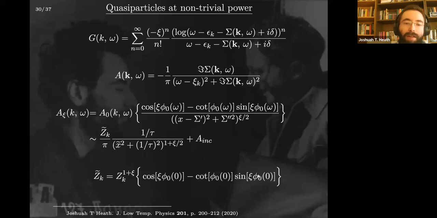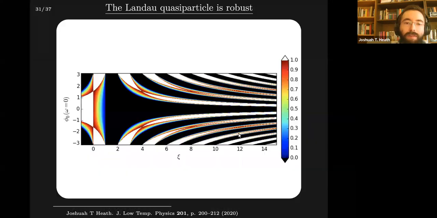What I'm going to show you in the next plot is the generalized quasiparticle weight at non-trivial power, divided by Z to the 1 plus xi, as a density plot. So what is this showing? This is the density plot of the renormalized generalized quasiparticle weight. Phi naught at omega equals 0 is shown on this axis, and the power is shown here. The black is where the quasiparticle weight is negative, so Fermi liquid theory is hopeless. The white is where Z tilde over Z to the 1 plus chi is larger than 1, so it's questionable if it can be applied, and Z itself has to be pretty small.